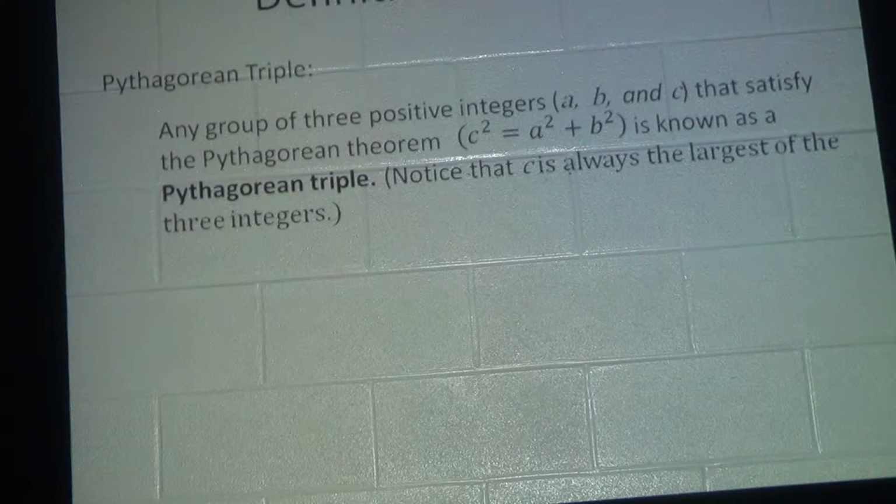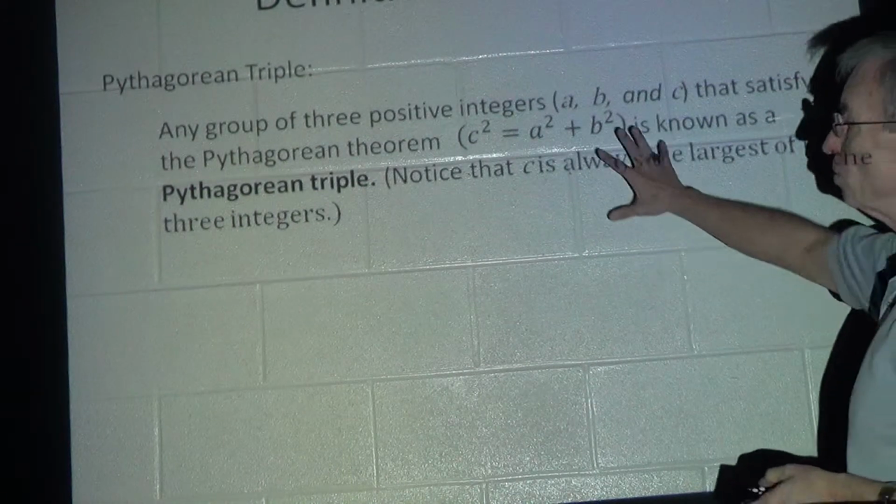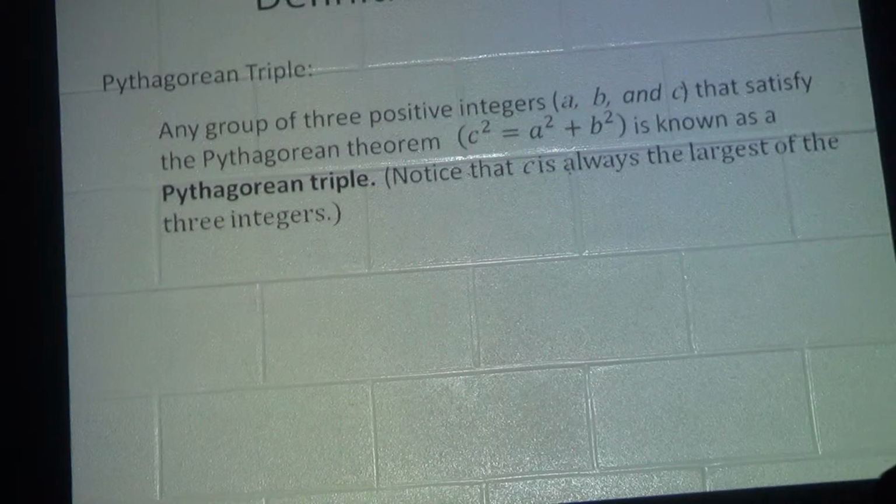So what you've got to do is, whenever they give you something and want to know if it's a Pythagorean triple, put it into the equation. It is very important to do it this way. If you put it in and they come up equal, then it is a Pythagorean triple.